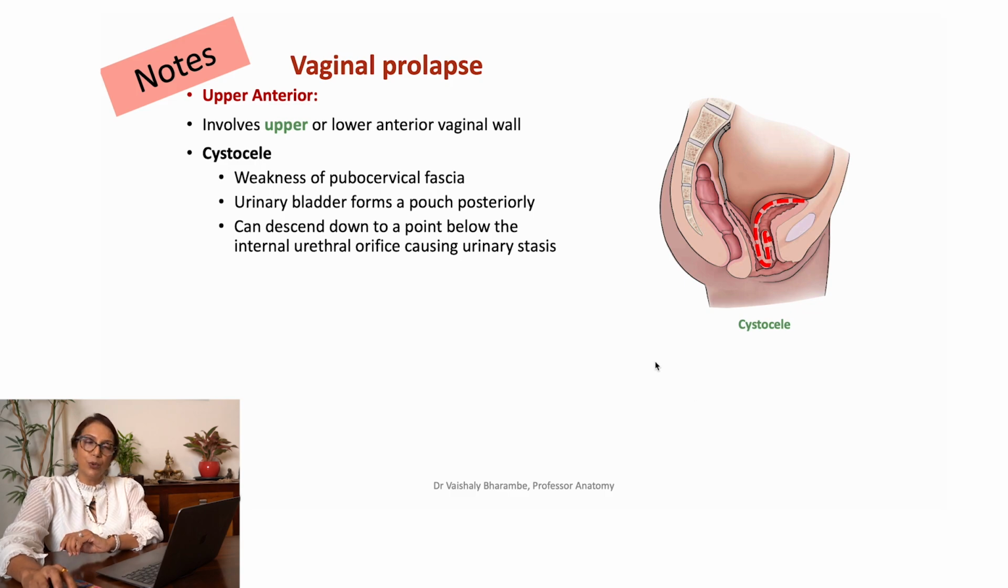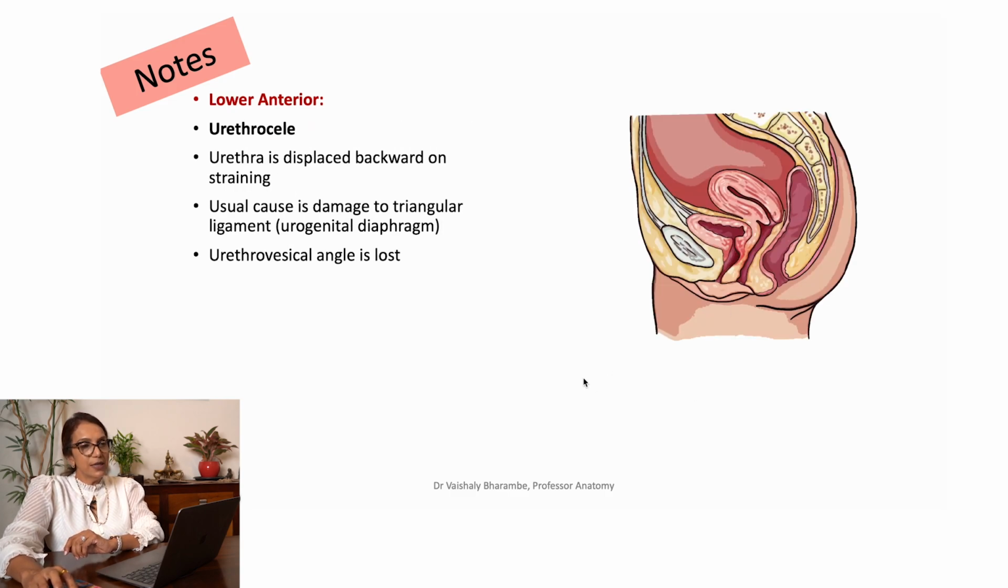It's a vaginal prolapse. Here you are seeing again the anterior wall of vagina. You can see that the anterior wall has become weak in the lower part, and so the urethra has started to flop backwards, and this is called a urethrocoele. So if the upper vaginal wall is weak, you get a cystocele. If the lower vaginal wall is weak, you get a urethrocoele. Both are purely vaginal prolapses.